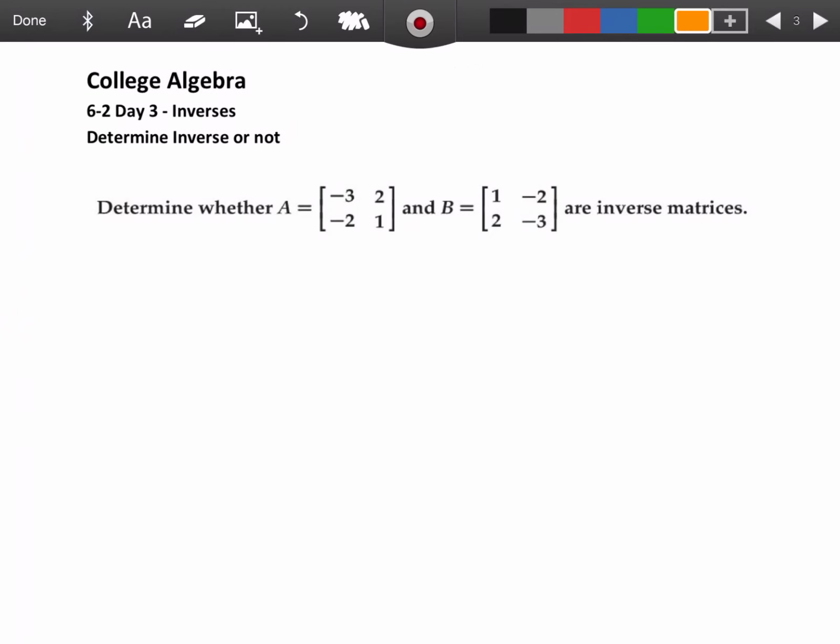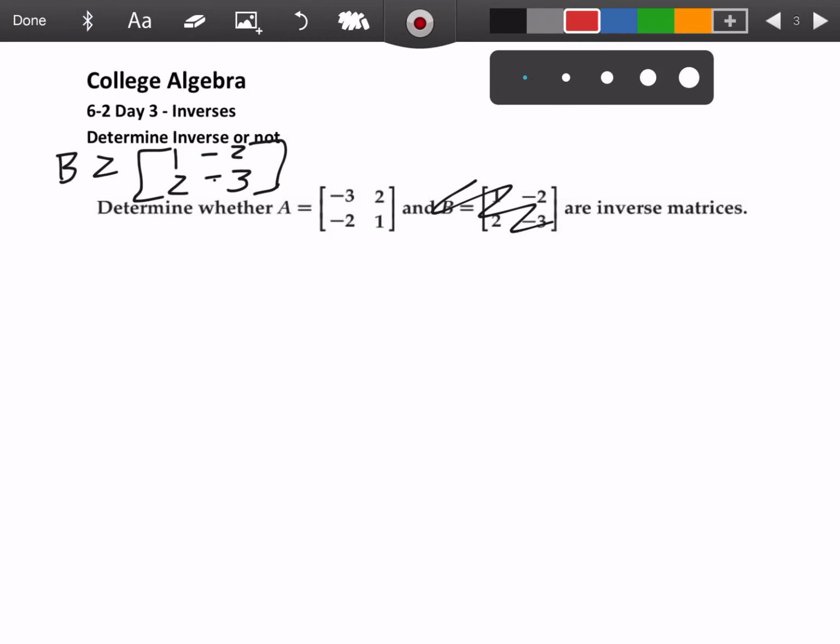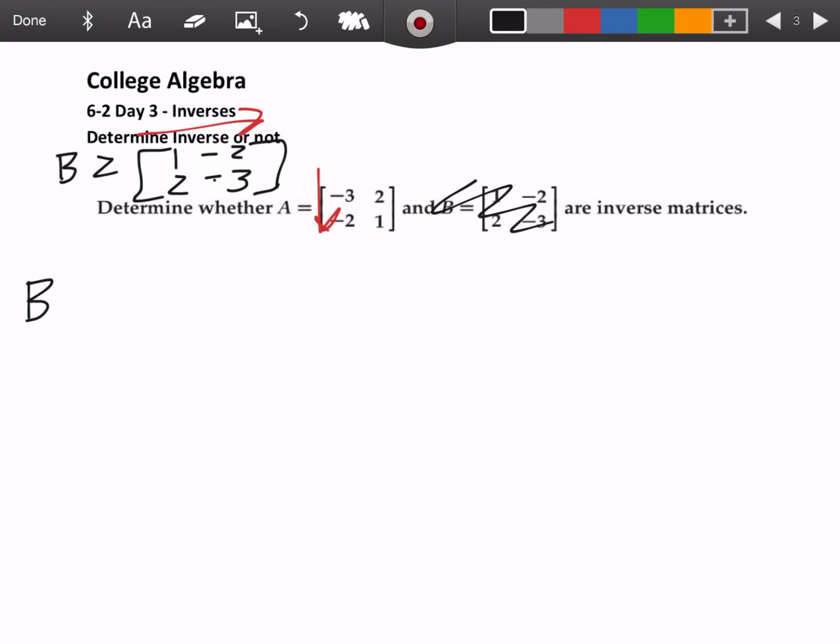So I'm going to do that on a separate sheet here. Okay, and I like writing the B matrix again over here. 1, negative 2, 2, negative 3. Just because I like having to go across here and down here. It just keeps everything organized. So this is going to be B times A.